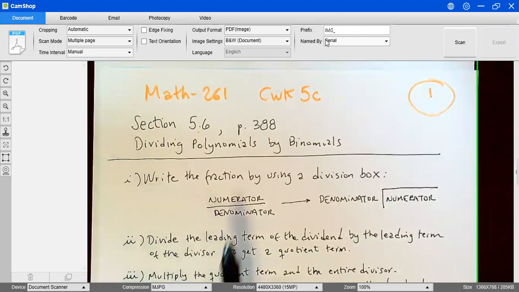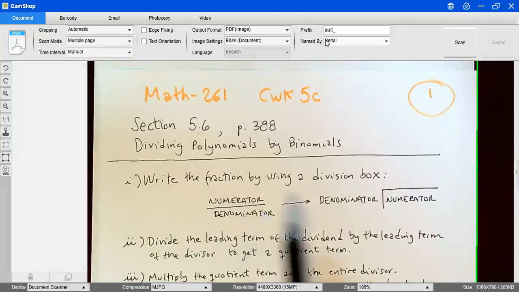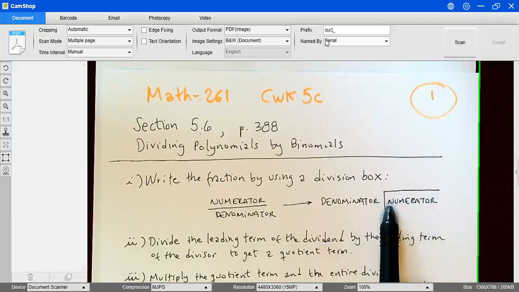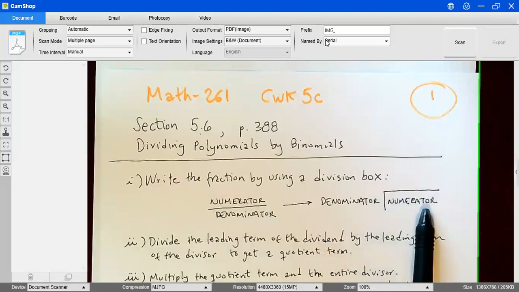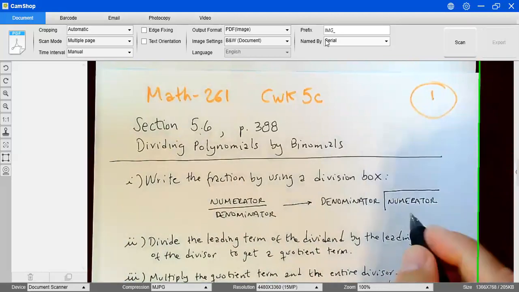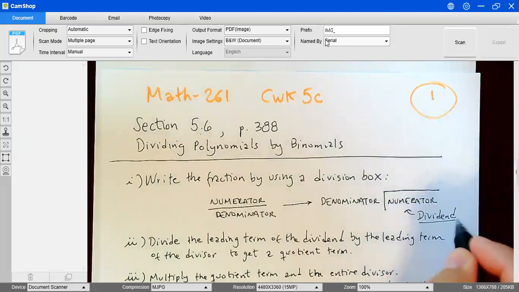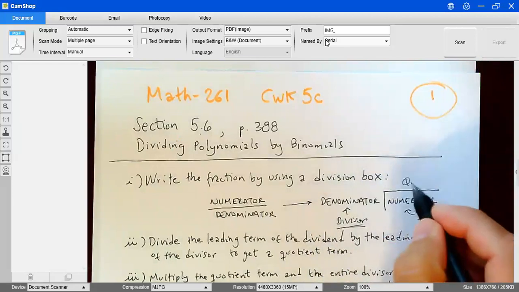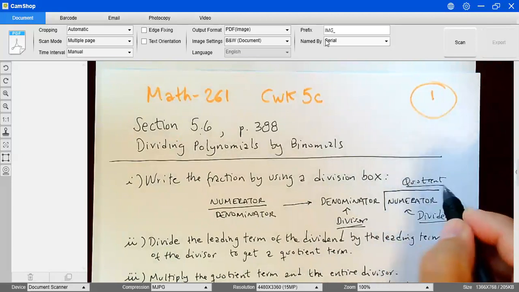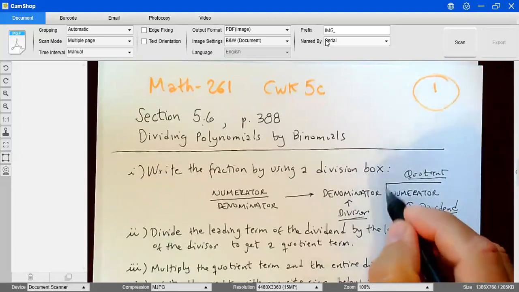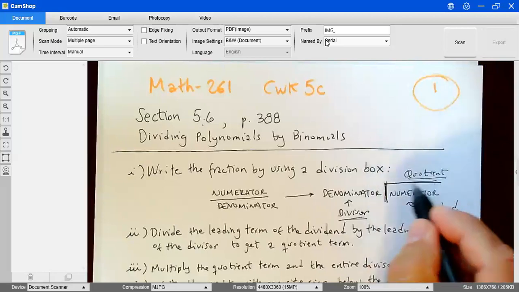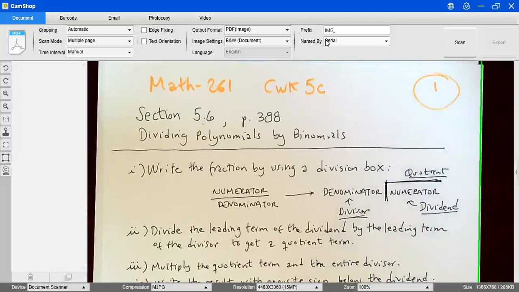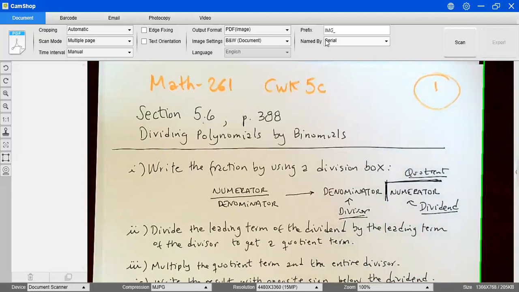Usually you're going to have a fraction with a numerator and a denominator. So we're going to use the division box, and inside of the division box, we're going to write the numerator, and outside we're going to write the denominator. Usually we're going to call this the dividend. This is going to be the divisor, and what we're going to obtain up here is going to be the quotient. So we're going to use the division box that we used when we were in high school or elementary school or middle school.